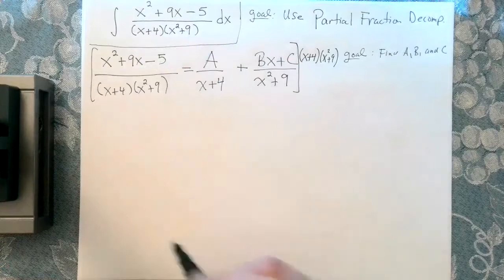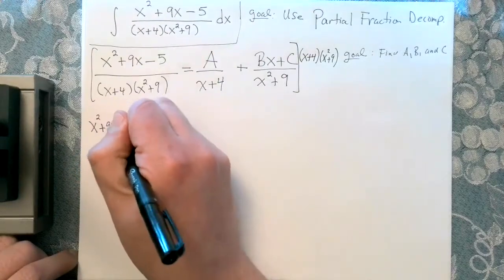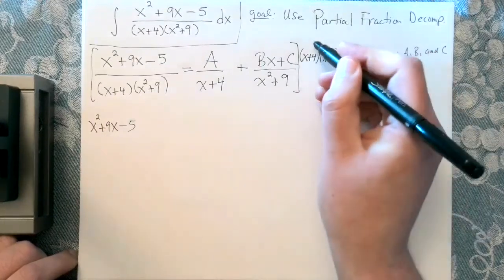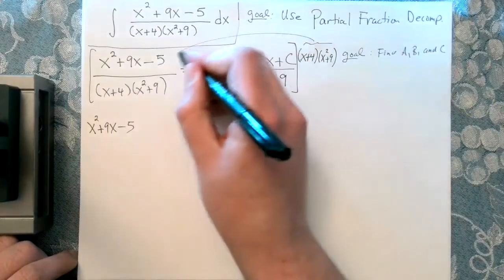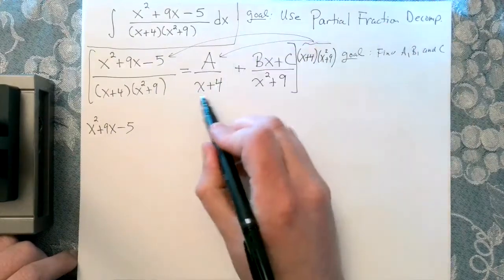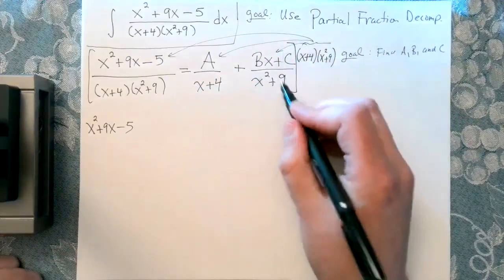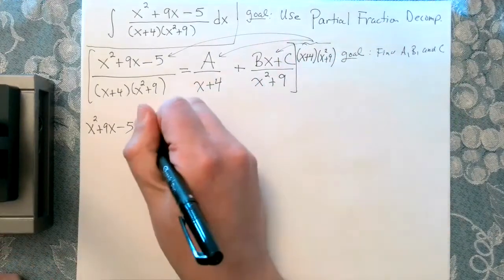Okay, so I'm going to distribute. And as I distribute, I'm canceling, right? So I'm distributing this here. Notice this would cancel with this. I distribute this here. Notice the x plus 4s would cancel. And then I distribute this here. Notice the x squared plus 9s will cancel.